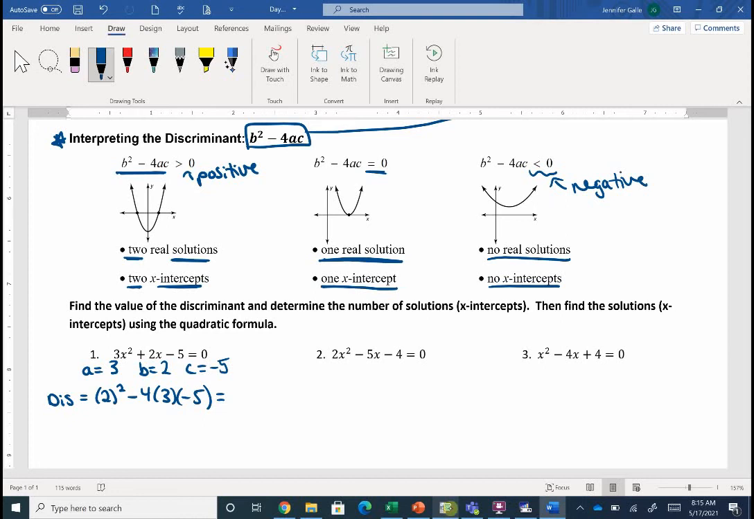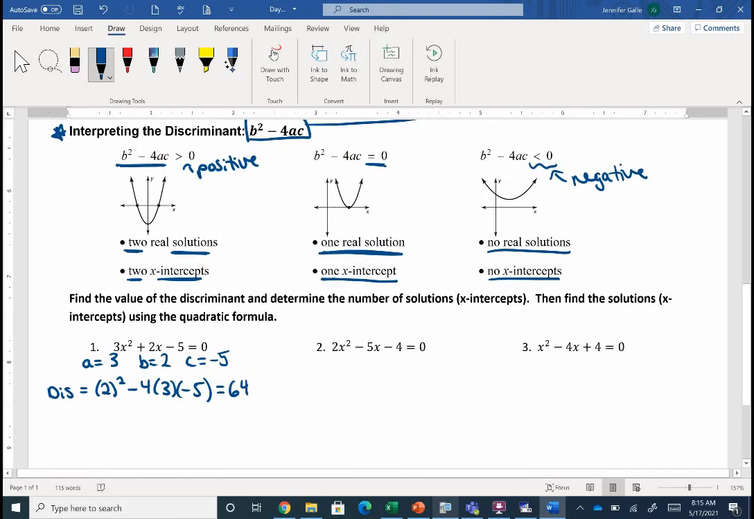64? Okay. So 64 is our discriminant. So if I look at my cases up above, remember this is the piece that's going to go underneath the square root. I have a positive, so that means we should come up with 2 real solutions, and if we graph, 2 x-intercepts. So I'm just going to make a little note here that we will have 2 real solutions, which means 2 x-intercepts on our graph.